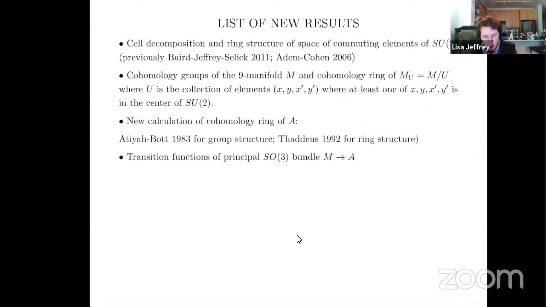We also obtain a new calculation of the cohomology ring of the space A. This was the space where the result was known due to Atiyah and Bott for the group structure and due to Thaddeus for the ring structure. We also obtain transition functions for the principal SO3 bundle, which is M goes to A. So I'll stop there and ask, are there any questions to this point?